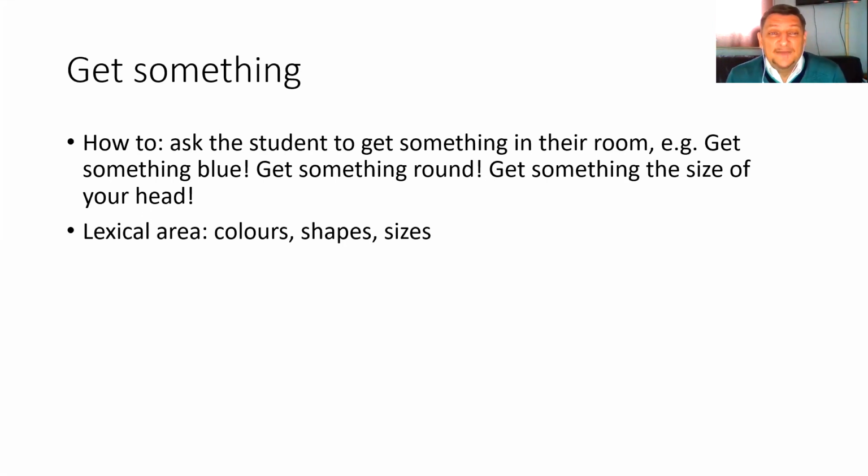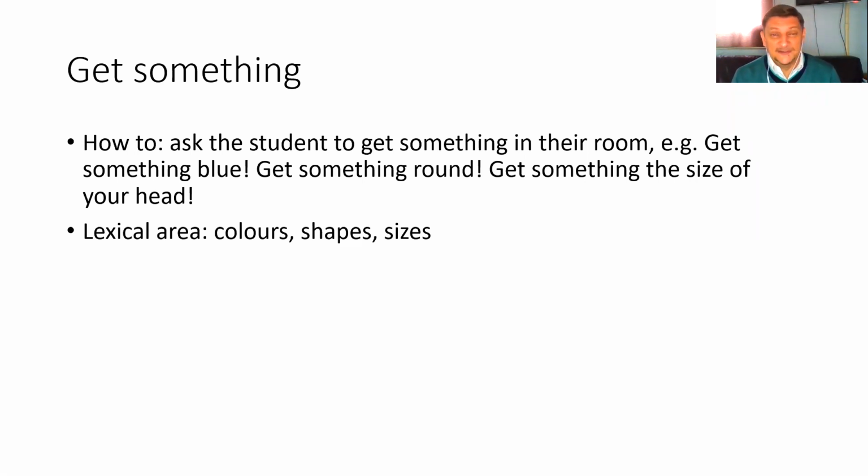Now, the next game can be played on the spot. You need no preparation. You just ask the student to get something in their room. Like, for example, get something blue, or get something round, or get something the size of your head. And the lexical areas that you can practice are colors, shapes, and sizes. Obviously, this should be everyday objects, something that the student is likely to have. But rather than, for example, asking the student, get me a pen, you ask them to be guided by some other characteristics.